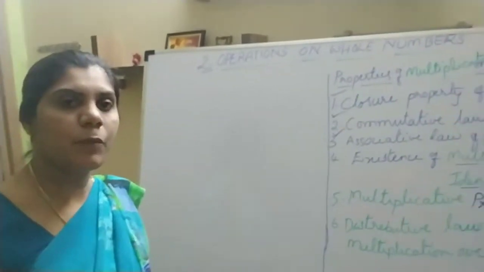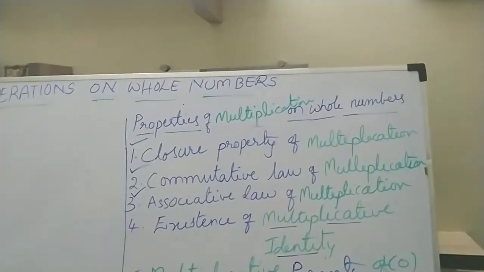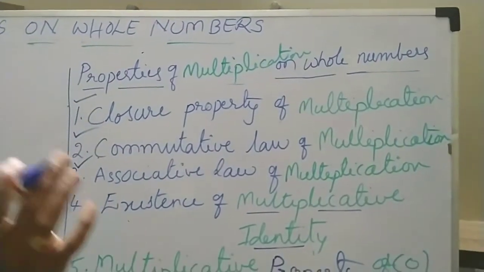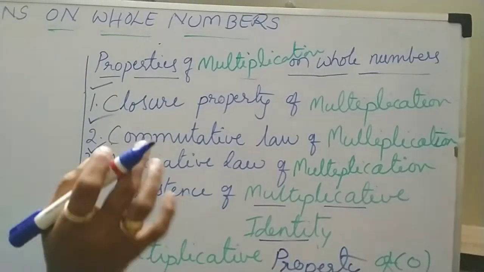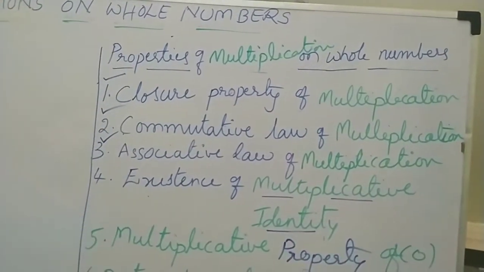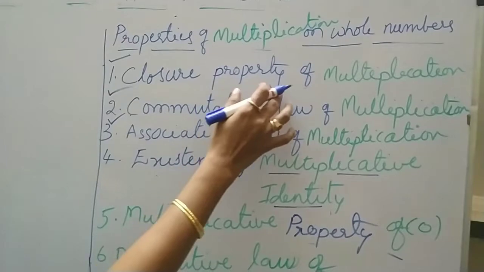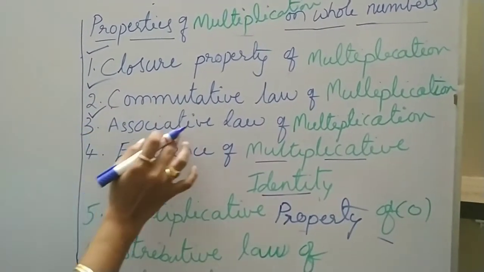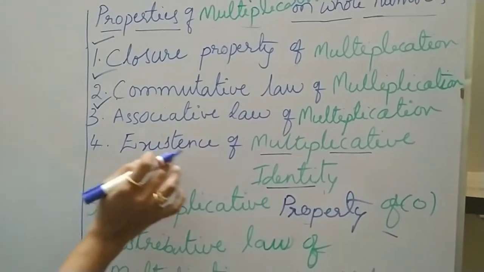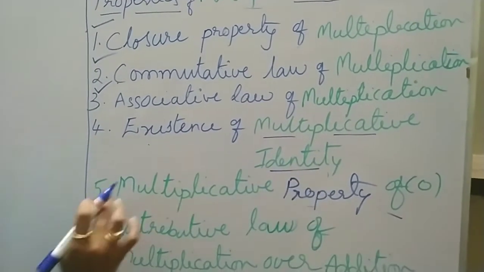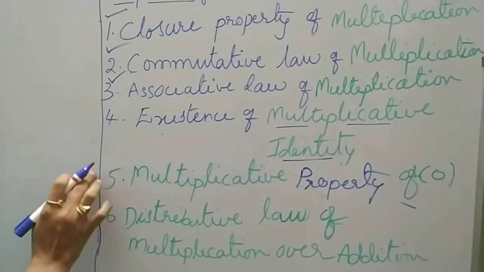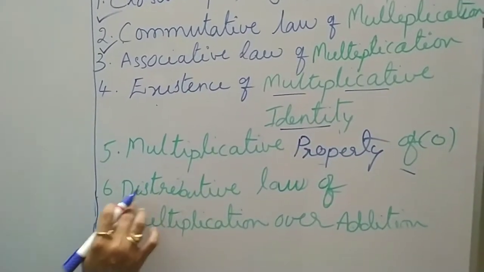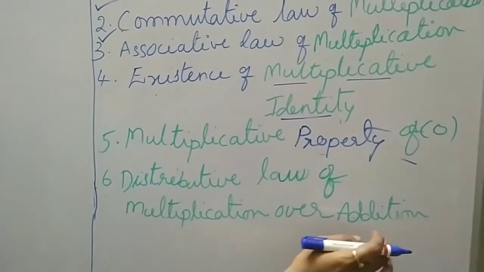Here class, we discussed properties of addition on whole numbers, right? Now we will see properties of multiplication on whole numbers. As in addition, in multiplication also we have some properties. First one is closure property of multiplication, second one commutative law of multiplication, third one associative law of multiplication, fourth one existence of multiplicative identity, and the fifth one, in addition to this, we have these two also, multiplicative property of 0, and the last one distributive law of multiplication over addition.